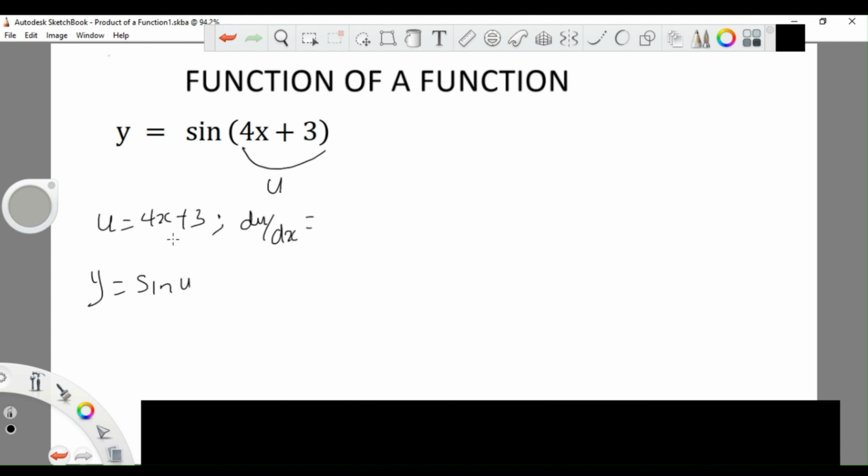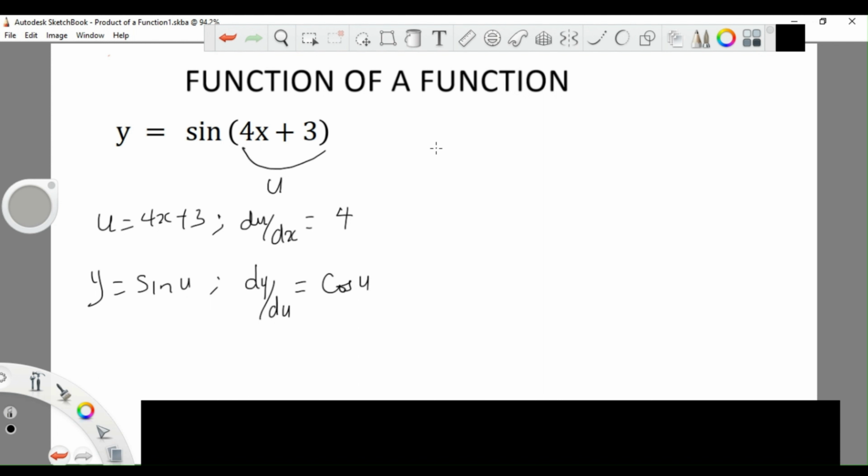Will give us what? Now, here is like a polynomial. We differentiate each term separately. We'll differentiate 4x, we have 4. Plus 3 is a constant. When we differentiate a constant, we get 0. So differentiating 4x + 3 is 4. Now, we have y equal to sine u. We'll differentiate dy with respect to u. Remember, when we differentiate sine, we get a cos, so that gives us cos u.